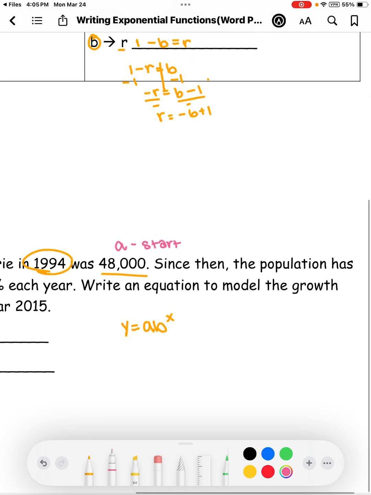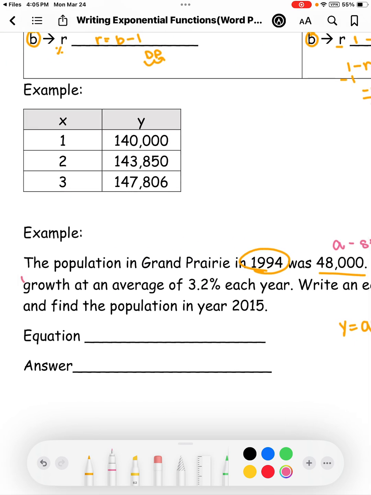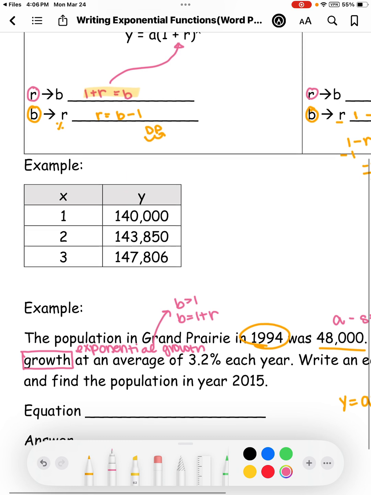Since then, the population has grown. Oh, it tells me it's growing, so this must be exponential growth. So two things, when I see exponential growth, I know that b has to be greater than 1, and it's 1 plus r if it gives me the r value. Okay, so those are two things immediately I'm going to write down. I'm referring back to what we wrote up there in the table.